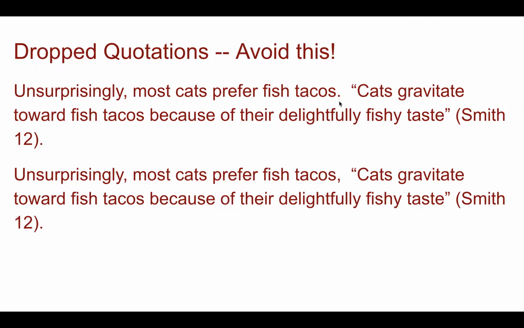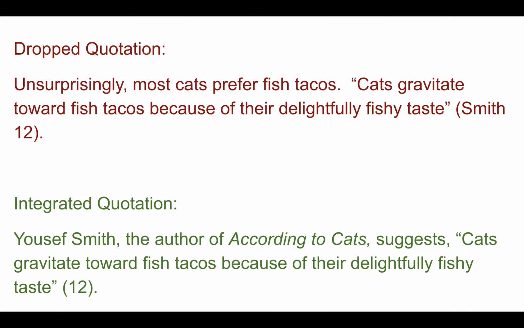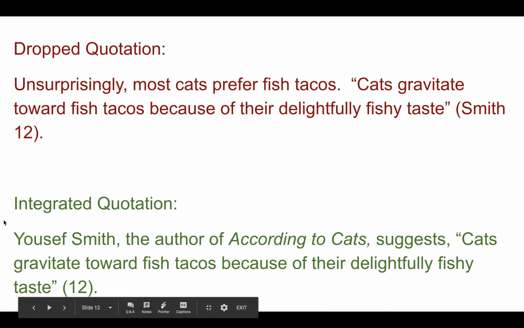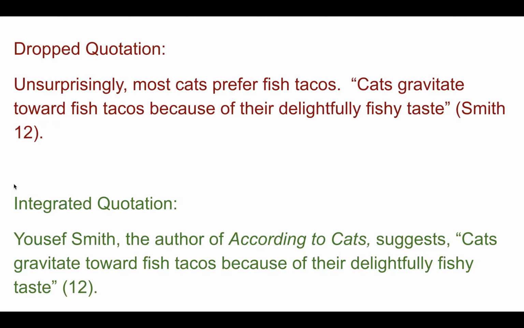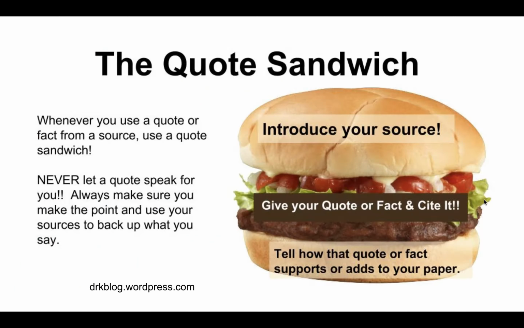So to fix it, we don't just turn it into a comma. Instead, we want to change the language so that we're leading into the quotation in a more fluid and natural way. So again, in red, "don't do this." Here is an example of an integrated quotation here on the bottom. So it's got a signal phrase. This is what we call a signal phrase because it signals who the source is and what the book is, right? So Yusef Smith, the author of According to Cat, suggests, comma, and then we lead smoothly into our quotation.